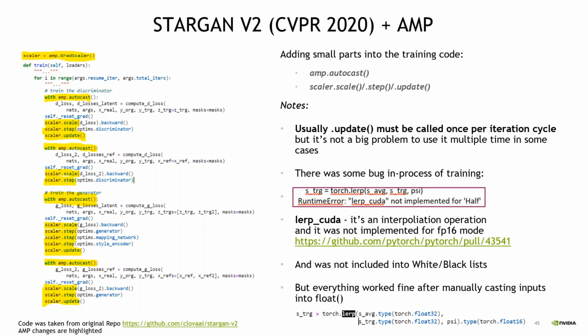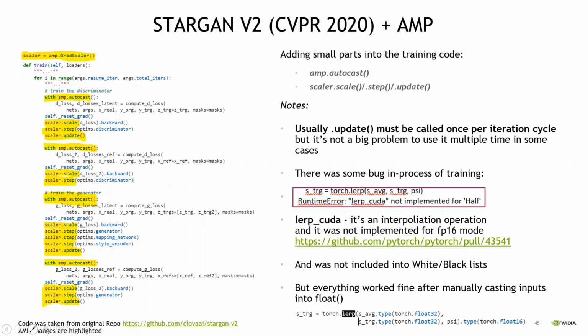In comparison with Apex, if someone used it before, we had a loss ID parameter in the scale function. Here we don't have it. And then we are doing scalar step operation after calling the backward function.